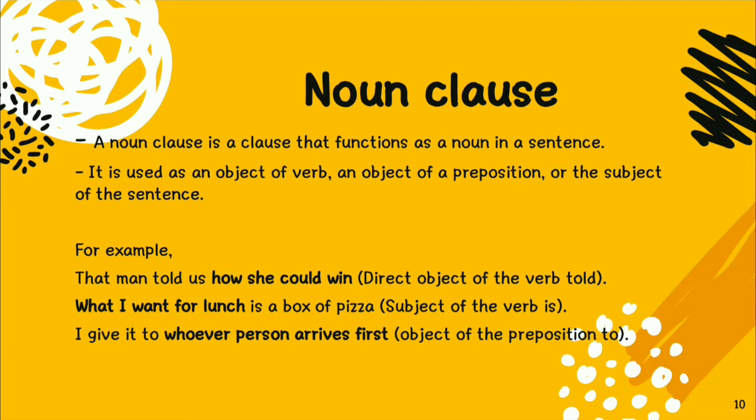For example, that man told us how she could win. Direct object of the verb told. Then, what I want for lunch is a box of pizza. Subject of the verb is. I give it to whoever arrives first. Object of the preposition to.